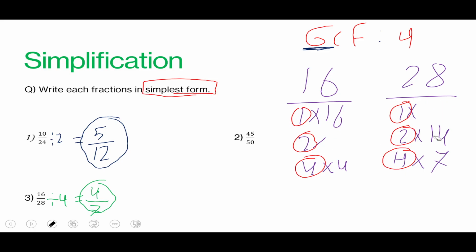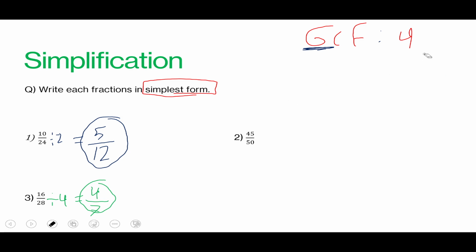For question 2, it's a big number, 45 and 50. Instead of the GCF, also we can use the GCF, but if you miss one of the factors, you'll not get the simplest form maybe. So that's why instead of GCF, I will use the divisibility. We study if the last digit is 0 or 5, then that number is divisible by 5. So between the top number and the bottom number, if you look at the last digit, this one is 5 and this one is 0. So can we divide it by 5?